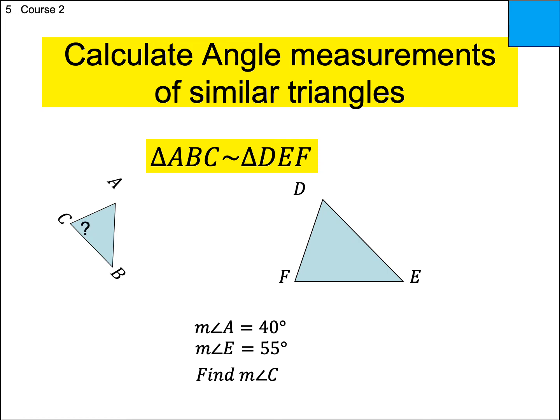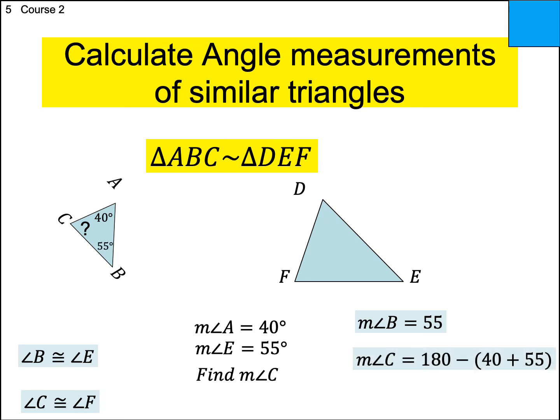Let's see. A is 40. I can label that. E is 55. E goes with B, right? And B is 55. Okay. And C goes with F, and I don't know what that is. However, I do know that if I add those two and subtract from 180, I get to my answer. So 40 and 55, that's going to give me what? 95, and 180 minus 95 is 85. There we go.